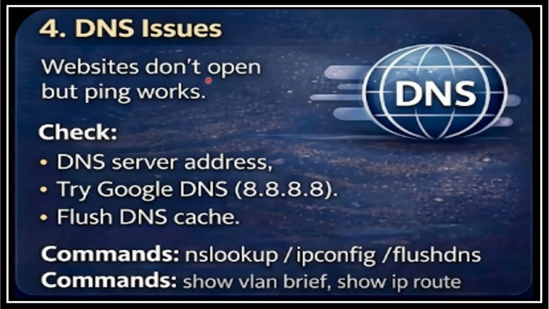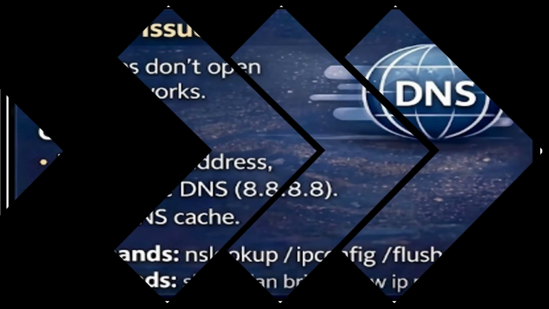Then the fourth one is DNS issue. DNS issue means websites don't open but ping works. So you need to check your DNS server address, which one you are using. If you are using a private DNS or something, you can try Google DNS also, 8.8.8.8, and then check the connectivity. Then you can flush the DNS cache also. For that the commands are nslookup and ipconfig /flushdns. You can use these commands. On the switch side you can use show vlan brief and show ip route.